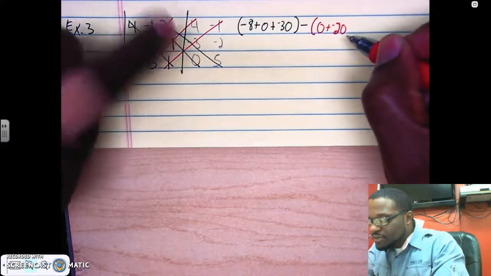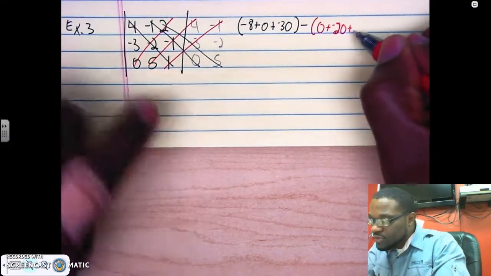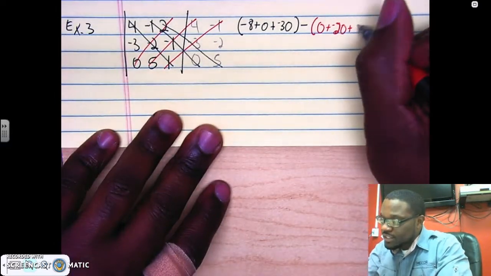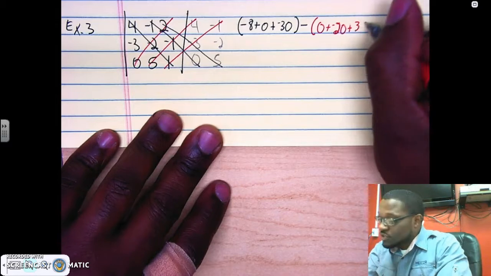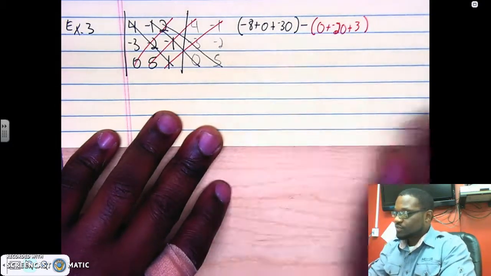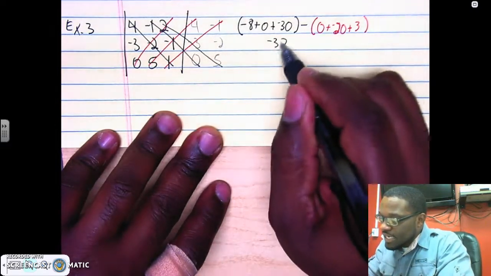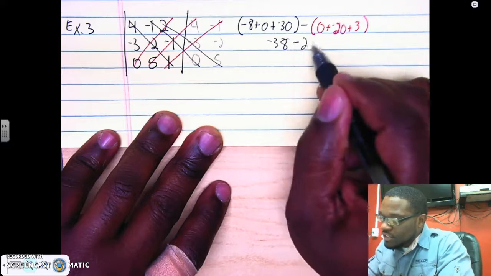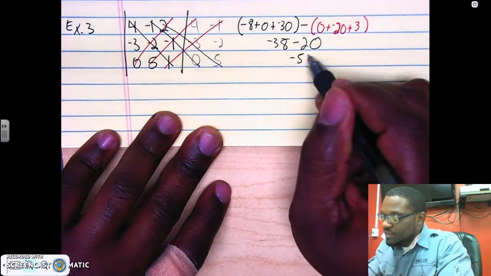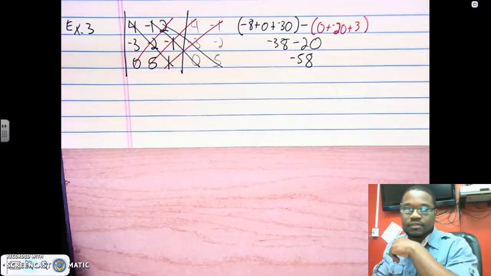Why? 5 times negative 1, and then negative 5 times 4. Plus 1 times negative 3 times negative 1 is 3. So that's those. Now, this is negative 38 minus 20, which is negative 58.